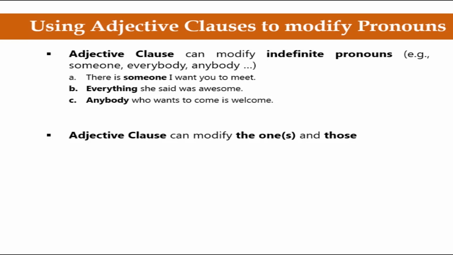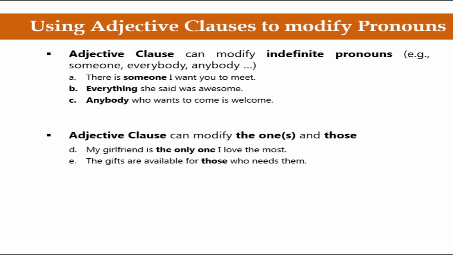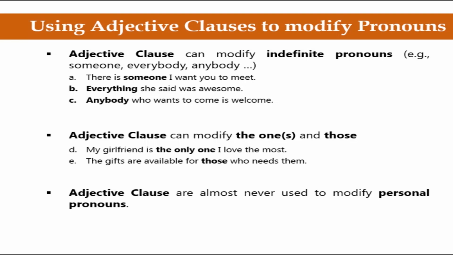An adjective clause can modify the ones and those. For example, D. My girlfriend is the only one I love the most. E. The gifts are available for those who need them. Adjective clauses are almost never used to modify personal pronouns. For example, F. It is I who am responsible. G. He who laughs last laughs best.